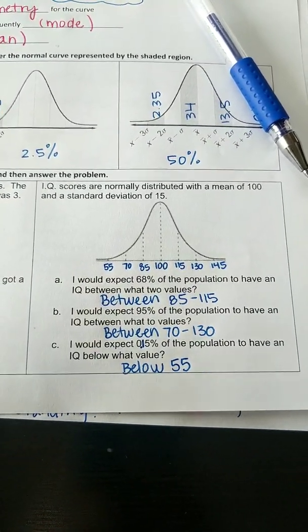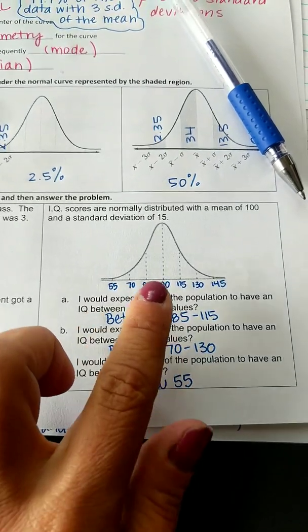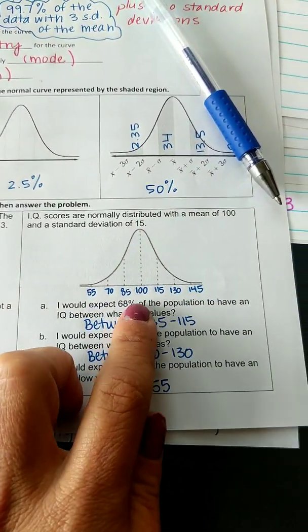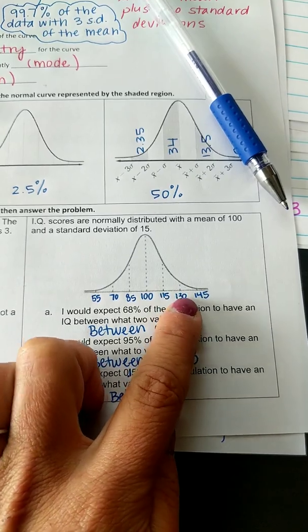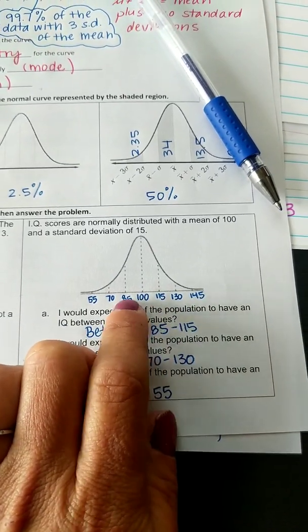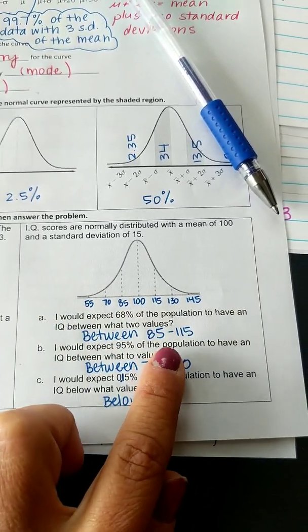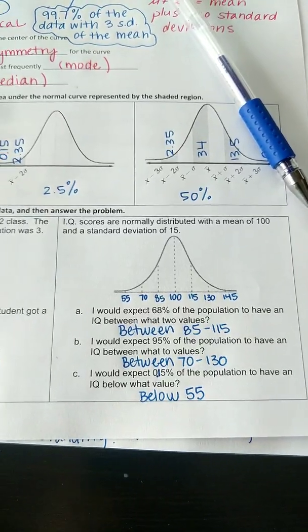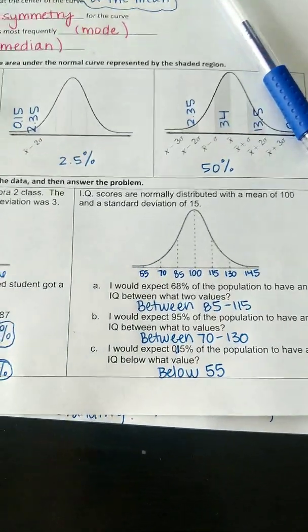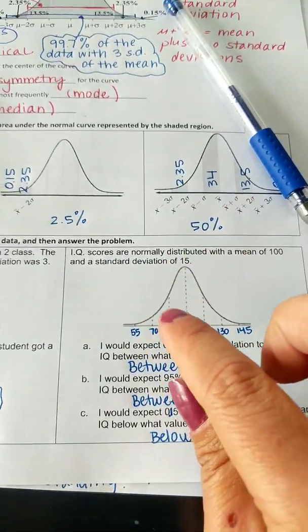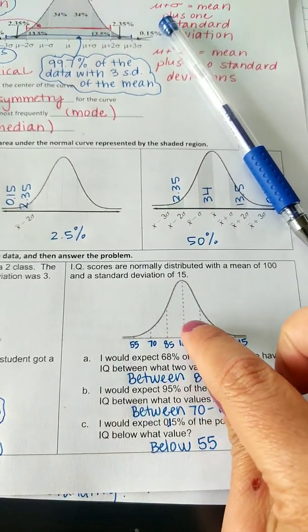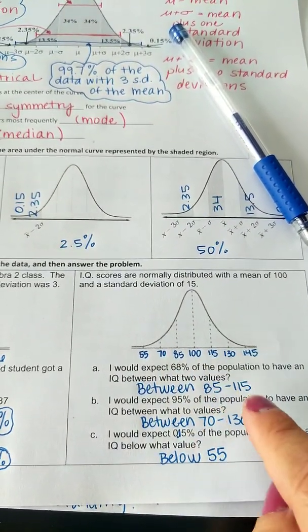Here we go. So, mean of 100 goes here. Then I start adding my standard deviations to get 3 above, and I start subtracting and labeling to get 3 below, and then I just look. It says, I would expect 68% of the population to have an IQ between what two values? Well, that's going to be within 1 standard deviation, so between 85 and 115 if you look at my labeling.